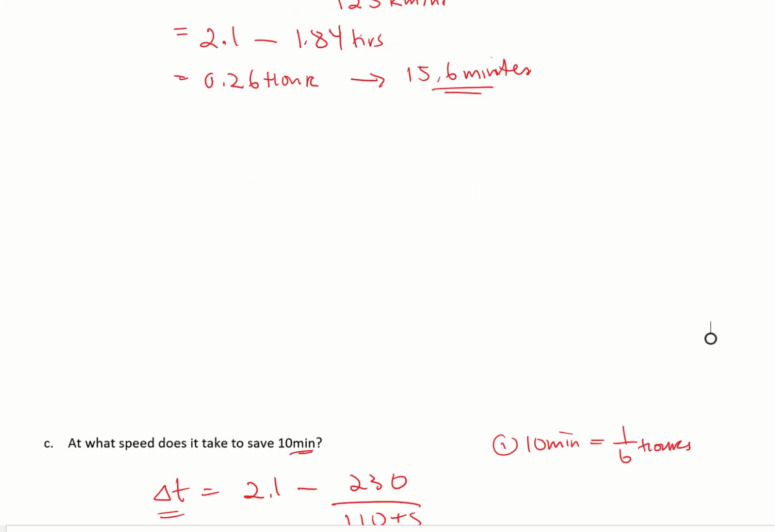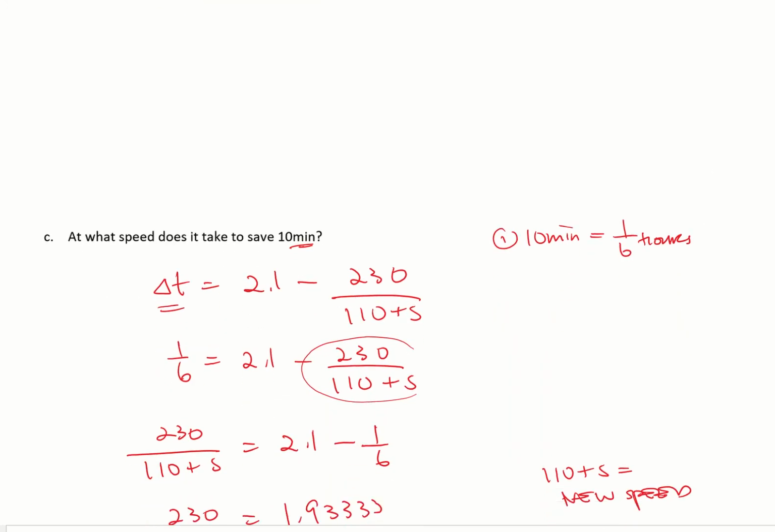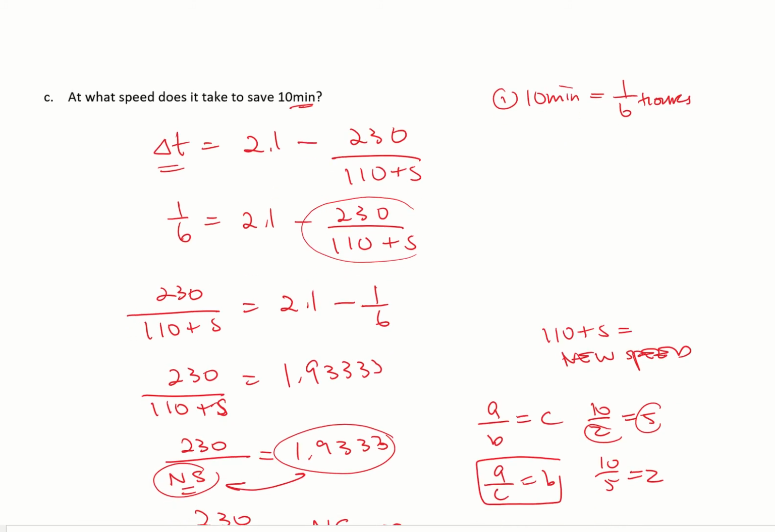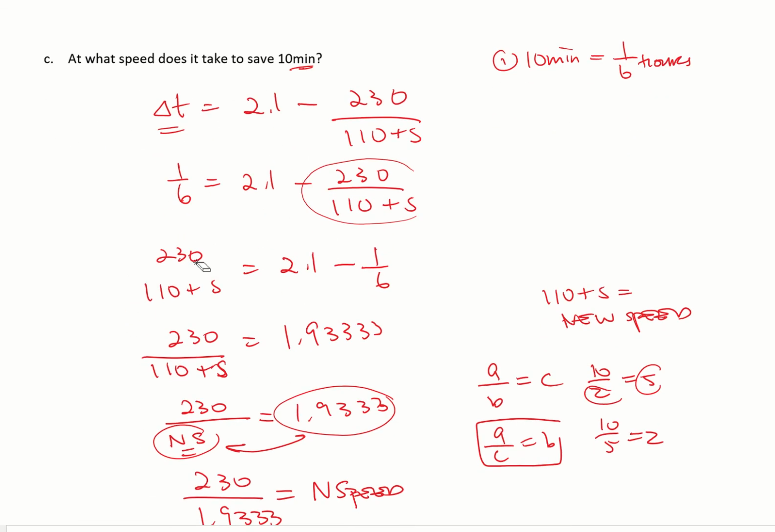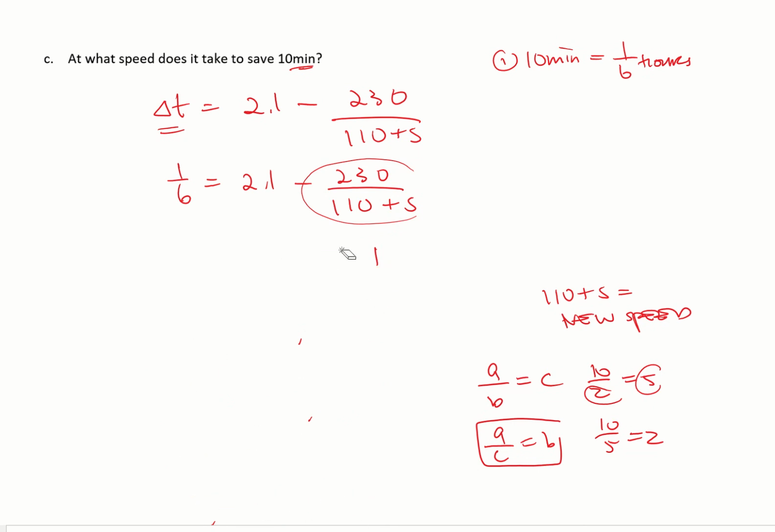And then part C says, what speed do you need to travel in order to save 10 minutes? Okay, so I got a little lazy. I didn't bother erasing. Well, actually, I could just do it right now. Let me just erase all this stuff. So let's say you want to save 10 minutes. Now 10 minutes is actually 1/6 of an hour, okay? And the reason I got 1/6 is because there are 60 minutes in an hour. So delta T is now 1/6.